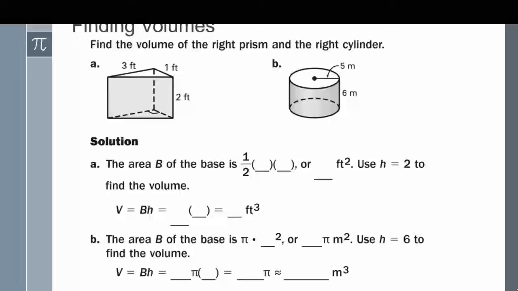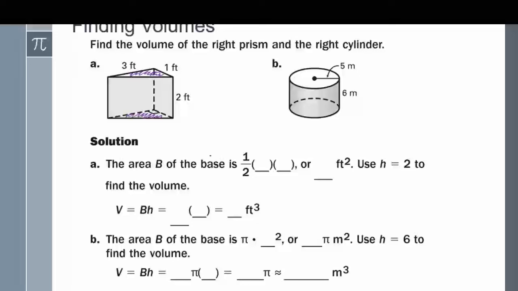Example 1, finding volumes. Find the volume of a right prism and the right cylinder. For this example, there are two ways to do this. The first way, according to the notes, is to find your base. Your base is the two congruent shapes that are parallel to each other. So in this case, my base is this shape here and this shape here. Notice that this is a triangle.